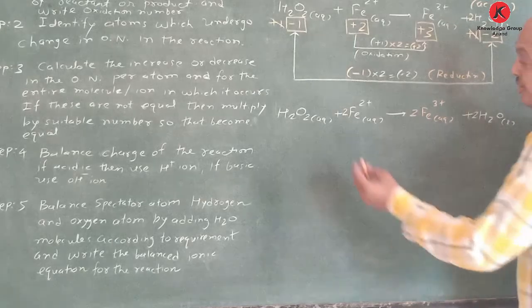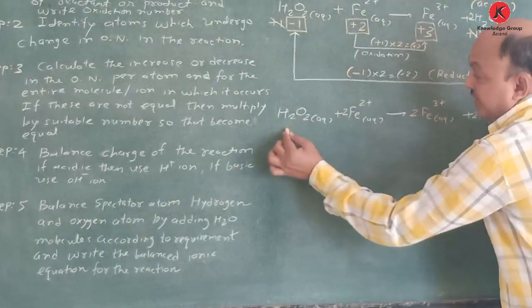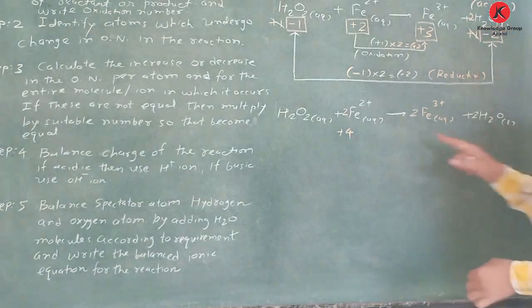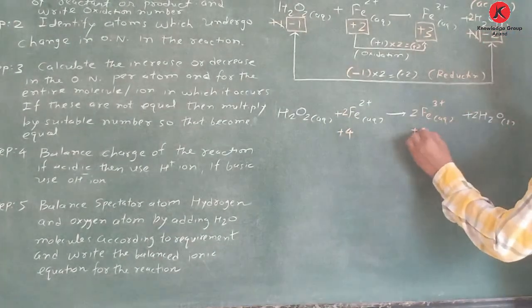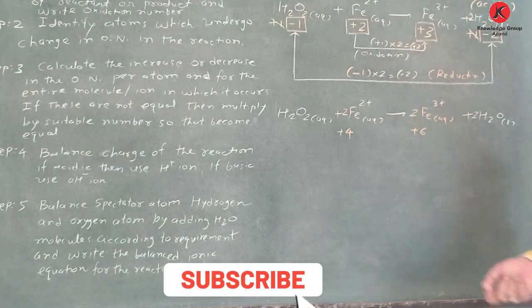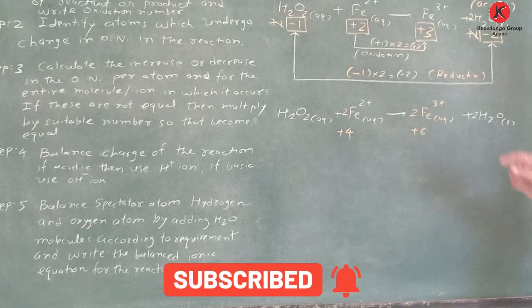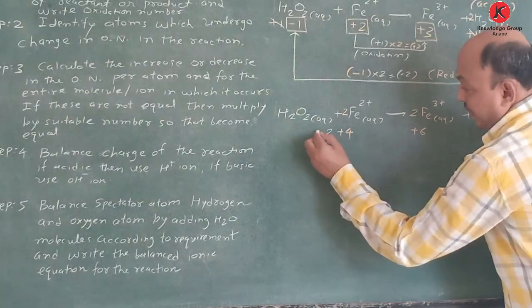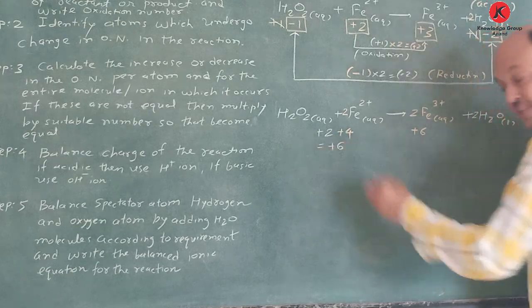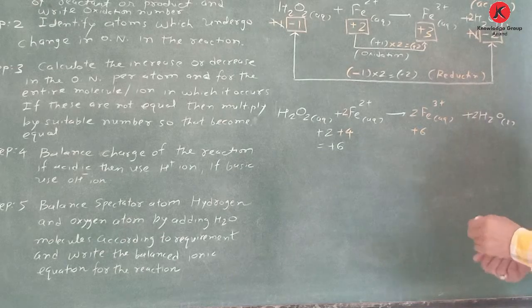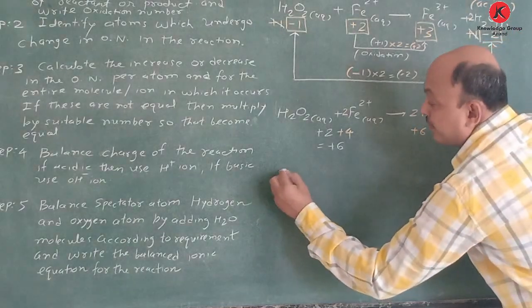Now step 4, balancing the charge. At this position there is no charge. 2 into 2 is plus 4. 3 into 2 is plus 6. Okay, 3 to the 6 and 2 to the 4. On which side do we have to add H plus, in acidic medium? So that this number and sign become equal. So I say plus 2, so here plus 6. So on the reactant side, we have to add 2H plus.